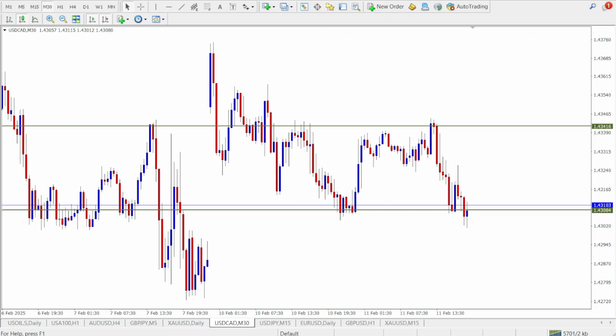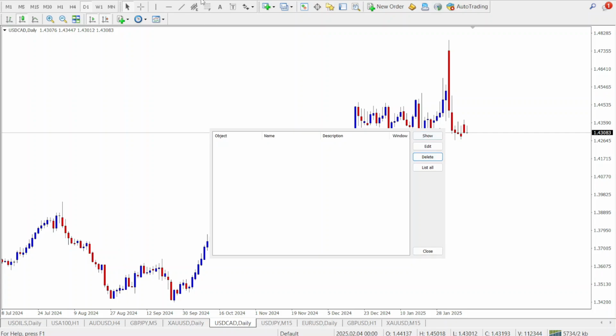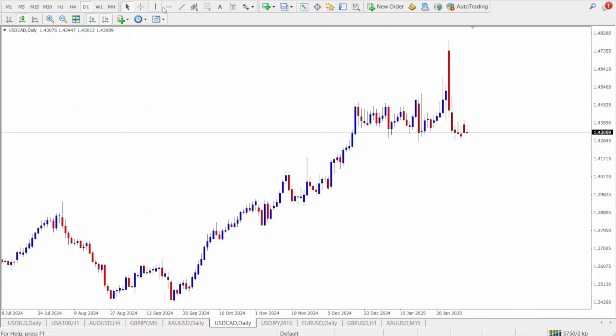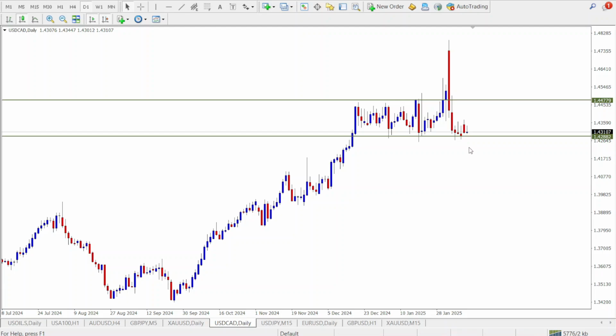Now, not every price level is important. Not all of them are important. Here's how to spot strong support and resistance zones. First of all, look for historical reaction points. It is necessary. What I mean by that is if price has bounced off a level multiple times, it's likely a strong support or resistance zone. So watch out for those levels.